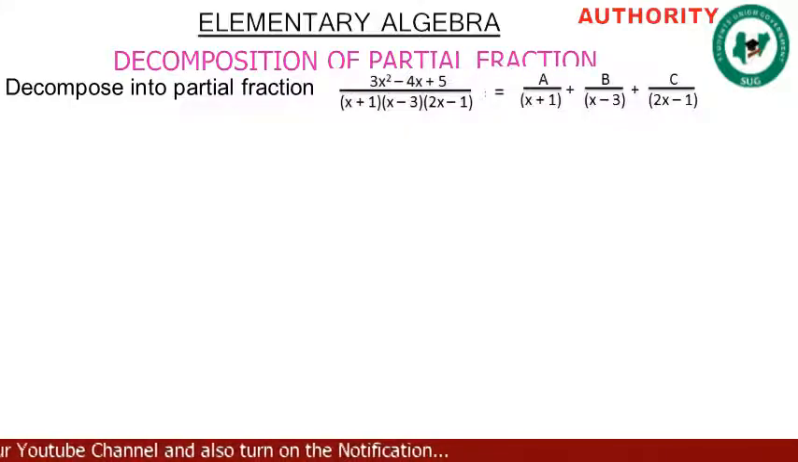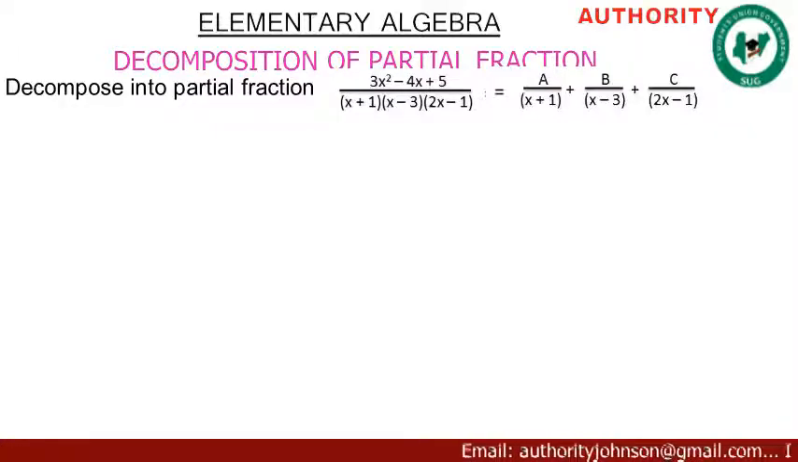Now let's go. We're going to have something that looks like this: (3x² − 4x + 5) over (x + 1)(x − 3)(2x − 1) is equal to A over (x + 1) plus B over (x − 3) plus C over (2x − 1).